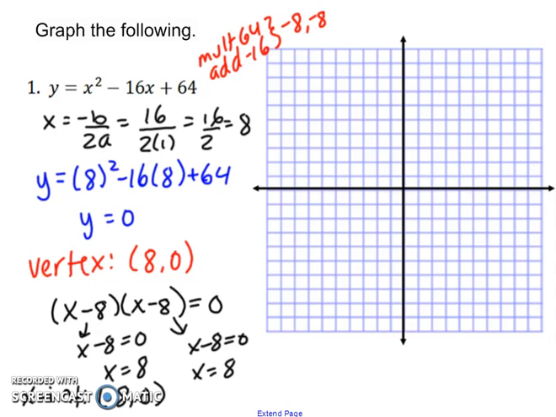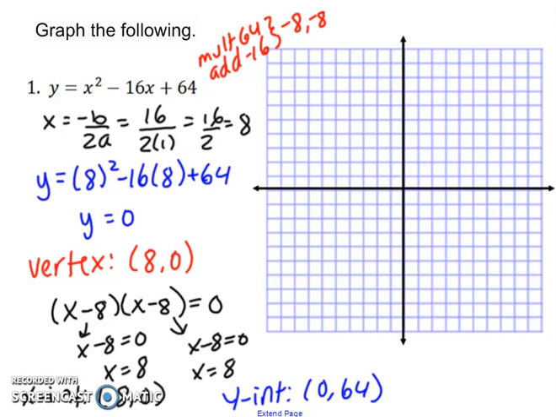And if you notice, that's the same thing as my vertex. That's okay if that happens. It might not happen every single time. It probably won't happen every single time. But if it happens, that's fine. And then our y-intercept is going to be (0, c). So my y-intercept is (0, 64).